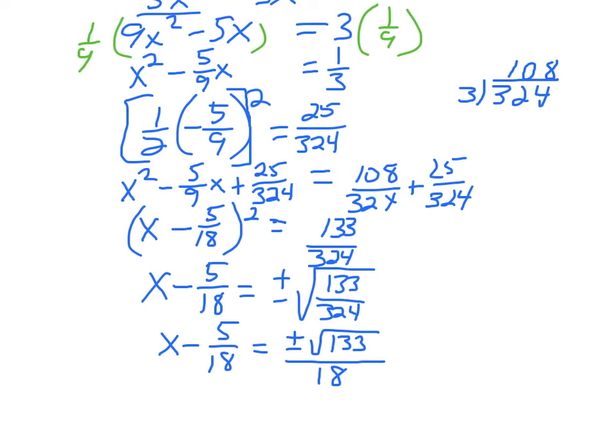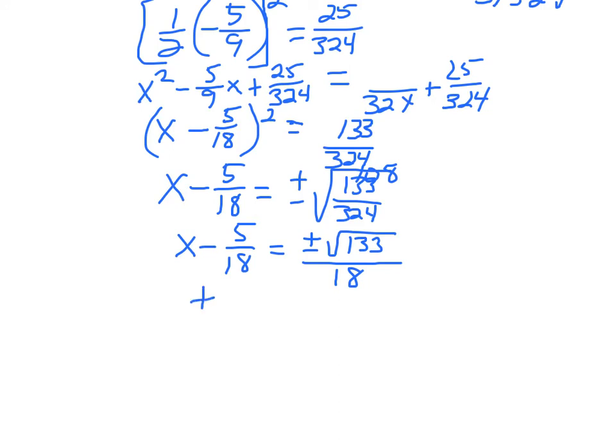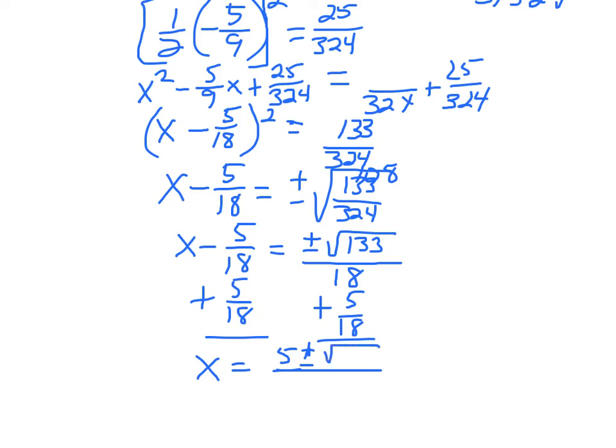So I'm going to add 5/18 to both sides, add 5/18 to both sides, and I get x equals 5/18. I want to keep everything over 18. 5 plus or minus root 133 over 18. Now, I'm definitely going to use my calculator here, and I will do that while I have the tape off, and I'll show you what that equals, but let me get my calculator.